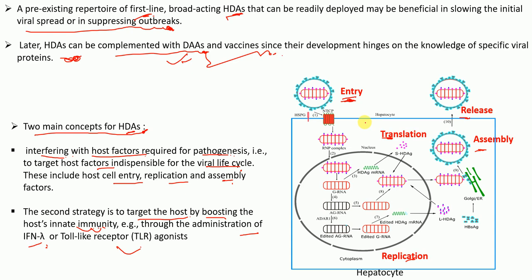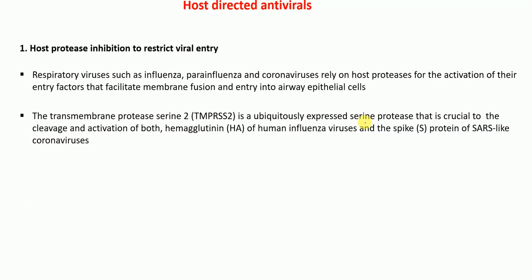Okay, guys? So now, more on host-directed antiviral agents. Like I said, we can target the virus entry. For example, we can do host protease inhibition to restrict virus entry. As an example, different respiratory viruses such as influenza, parainfluenza, and coronaviruses rely on host proteases. Why? Because these proteases activate the entry factors or the receptors that facilitate membrane fusion and entry into the host cells.